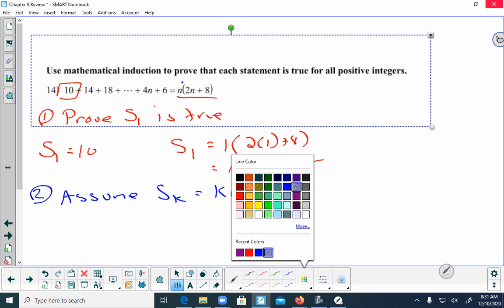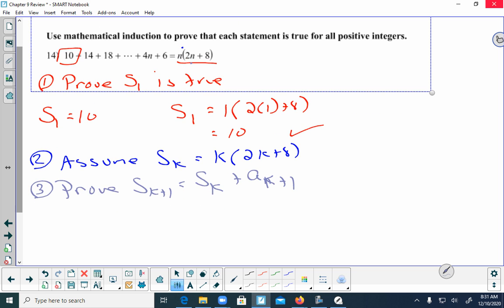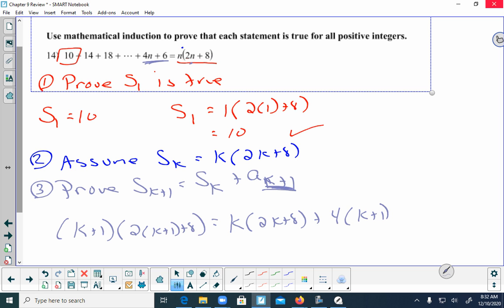The last thing I'm going to do is prove that the sum of the next term is equal to the sum of the k term plus the next term. Ooh, that's a k. So to do that, I am going to put k plus 1 in here. So k plus 1, 2 times k plus 1 plus 8 is equal to, then this is k, 2k plus 8. And then to find the next term, I'm going to put in k plus 1 here. So that will be 4 times k plus 1 plus 6.